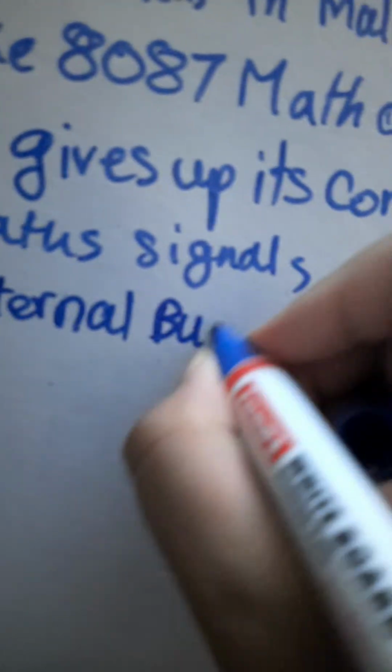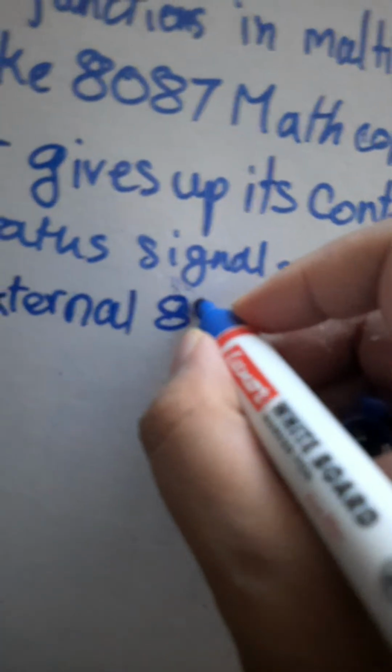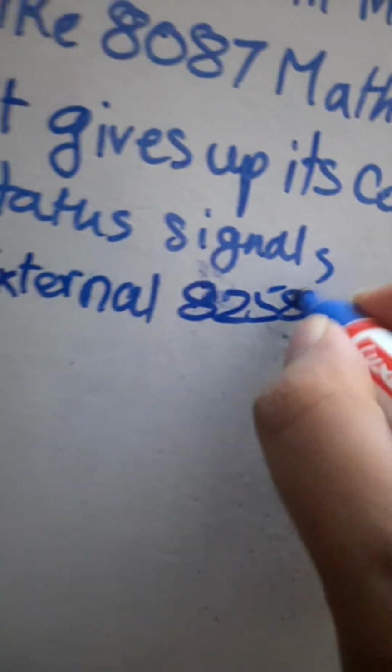So there is an external bus controller, 8288, I think. Wait a second. I don't properly remember it. Like it is 8258 or 8288. I don't know. 8288, I guess.